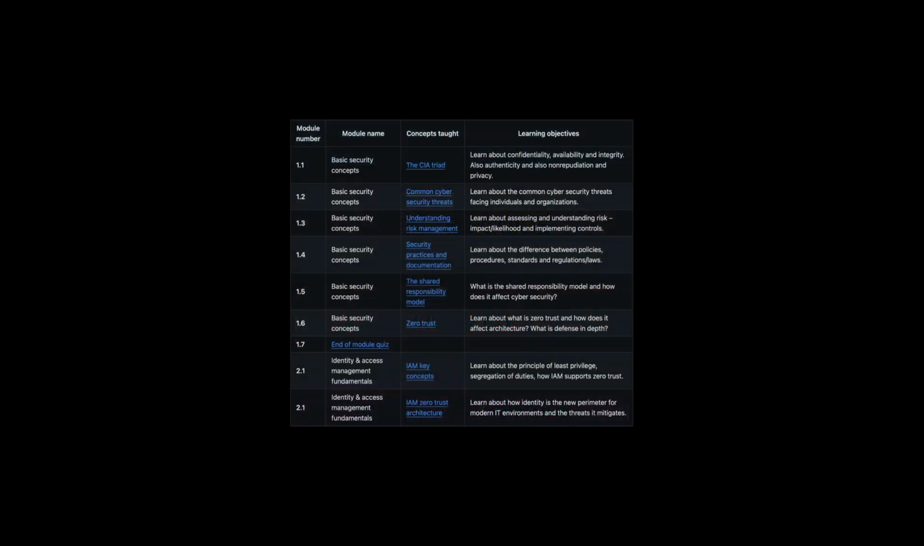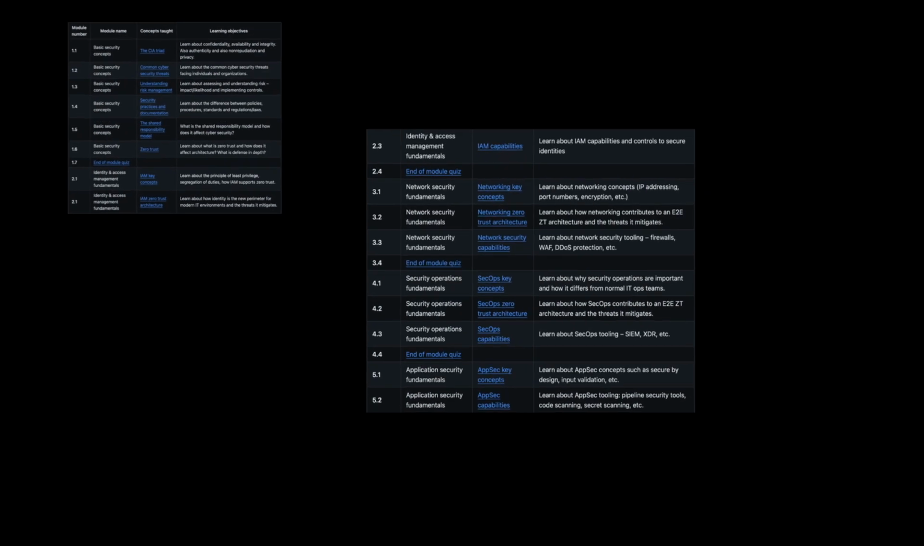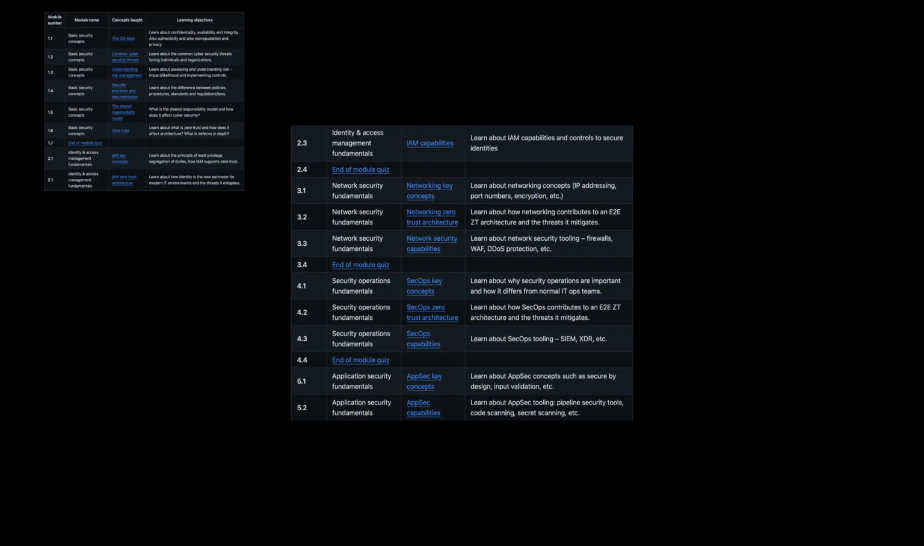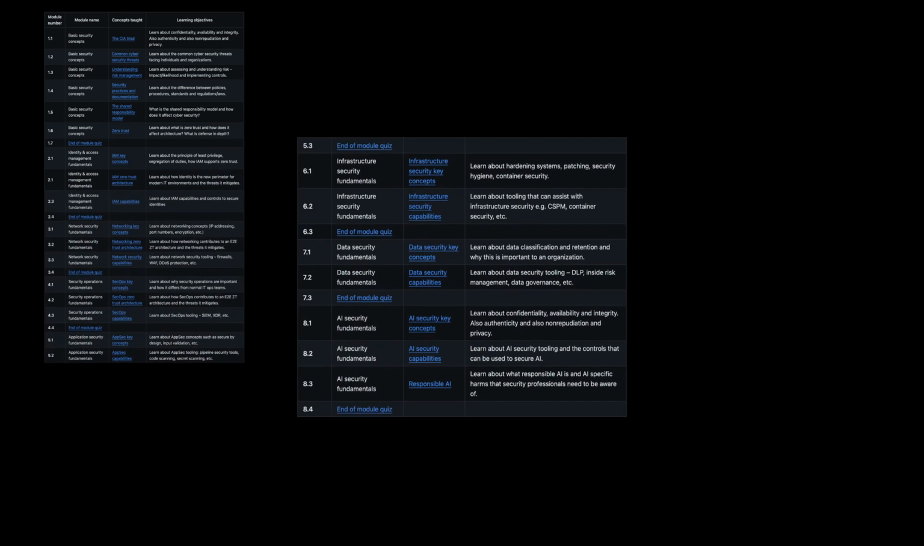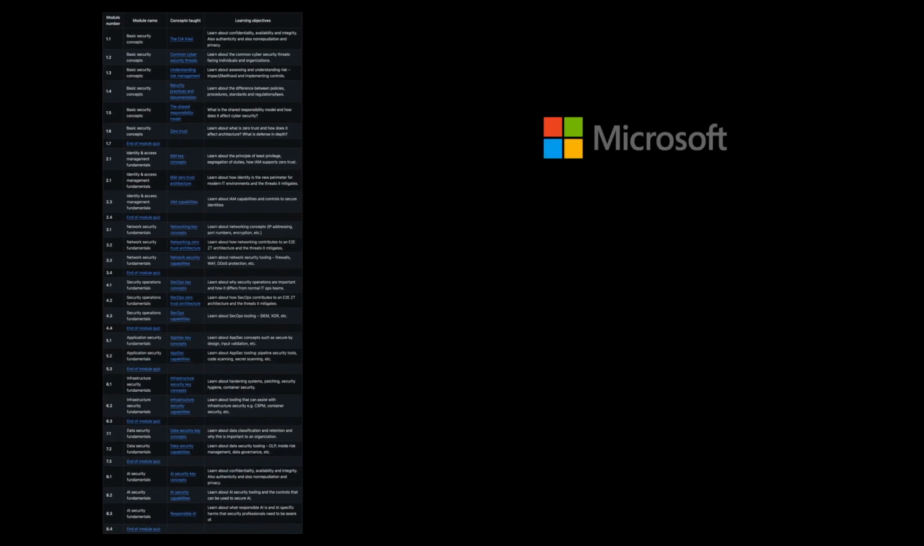So looking at the module specifically, you can see many different things are covered, which I think is really great for something that's free. You can see that you start off with basic security concepts, which then goes into identity and access management fundamentals. After that, you slowly go onto network security fundamentals and then application security. Finally, once you've covered all of that, you'll move on to infrastructure security fundamentals and AI security. All of these are really great modules that I believe you should be covering to understand the key concepts of cybersecurity, especially if you're at the beginning of your career.